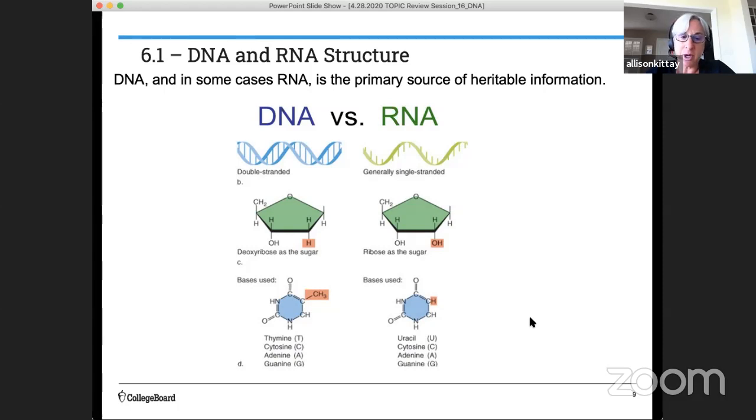And then there are some nitrogenous bases that differ in DNA and RNA. In DNA, the nitrogenous bases are thymine, which is abbreviated T, cytosine, abbreviated C, adenine, abbreviated A, and guanine, abbreviated G. In RNA, thymine is not present, but a related nitrogenous base called uracil is present. So we have a U in RNA, and then we still have our C, our A, and our G present in RNA.